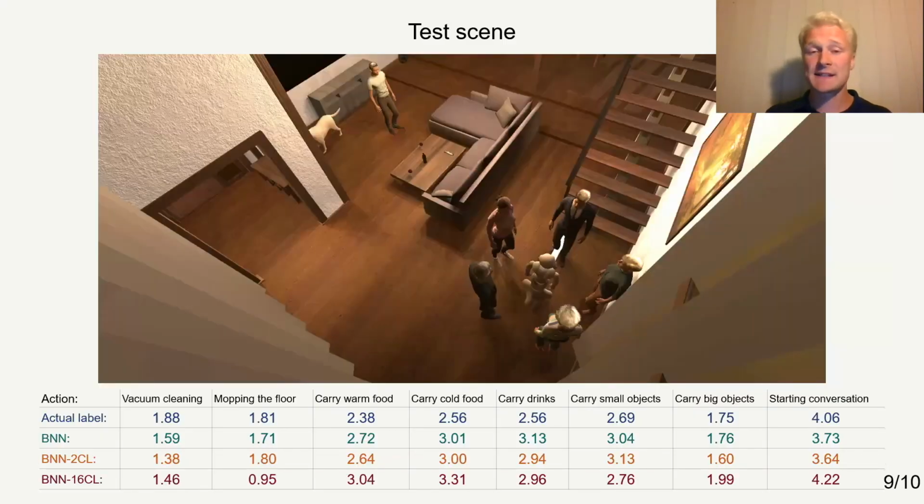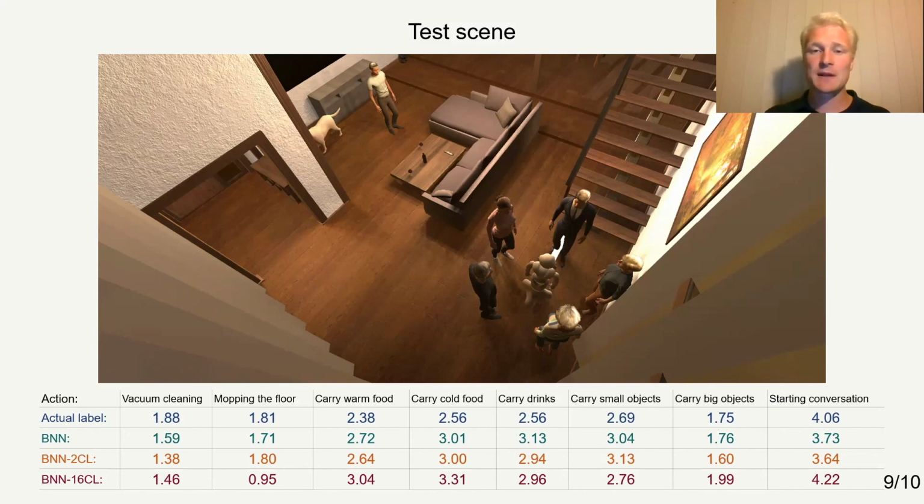Let's also take a look at a test scene from the unseen data in the test set. What you see here is a social context in the living room where the robot is standing within a group of people, quite close to all the people around it. We also see an animal in the room and someone standing on the other side of the sofa. Below in the table, we see the actual label provided by the annotators, averaged over 15 annotators for this scene, along with the predictions from the 3 different models: our baseline model, the 2-task model, and the 16-task model.